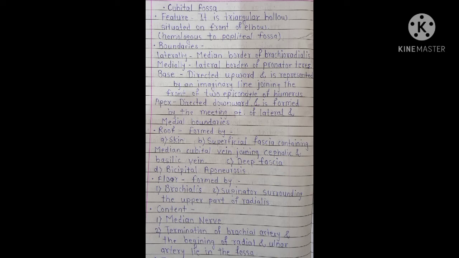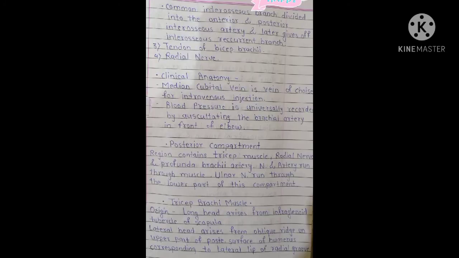Then the floor is formed by the brachialis and supinator, surrounding the upper part of the radius. The contents of the cubital fossa are the median nerve, the termination of the brachial artery, and the beginning of the radial and ulnar arteries that lie in the fossa, the common interosseous branch divided into the anterior and posterior interosseous arteries, and the latter gives off the interosseous recurrent branch, the tendon of the biceps brachii, and the radial nerve. So these are all the contents of the cubital fossa.